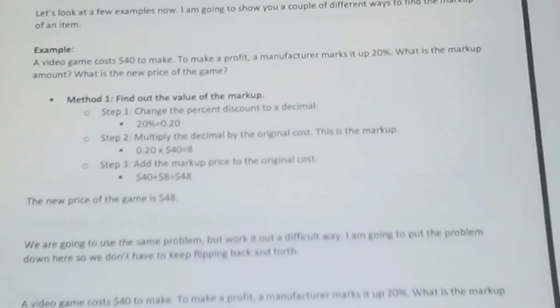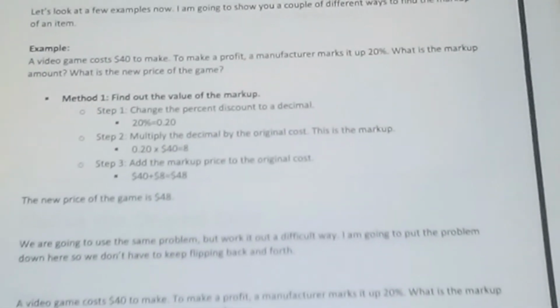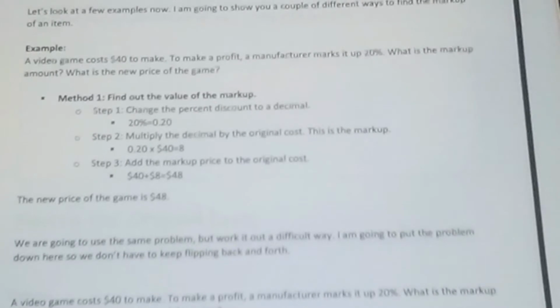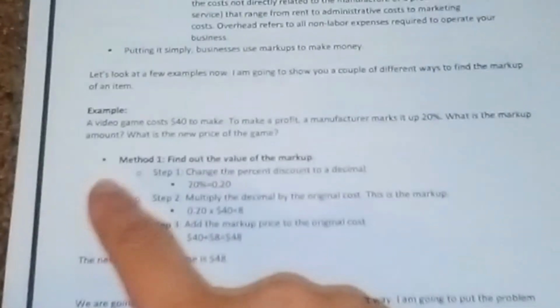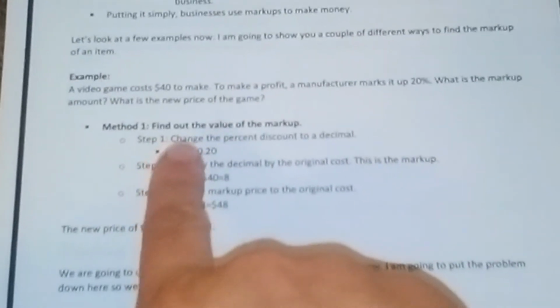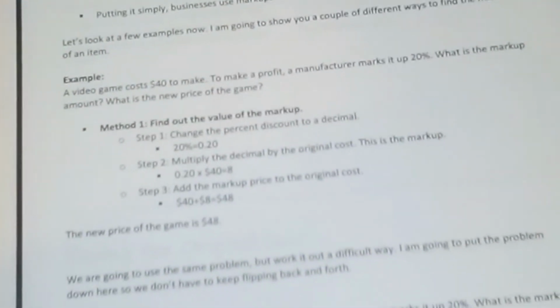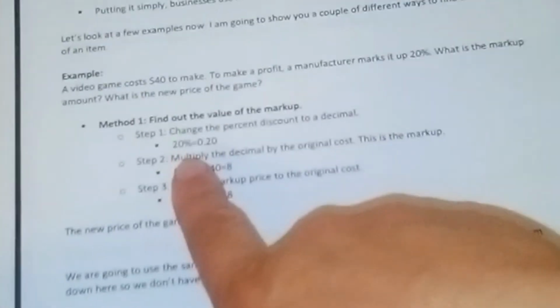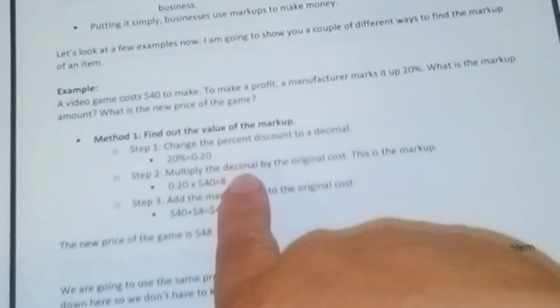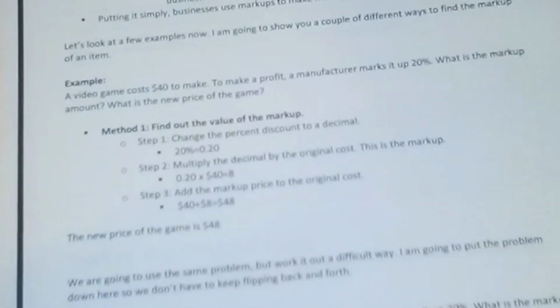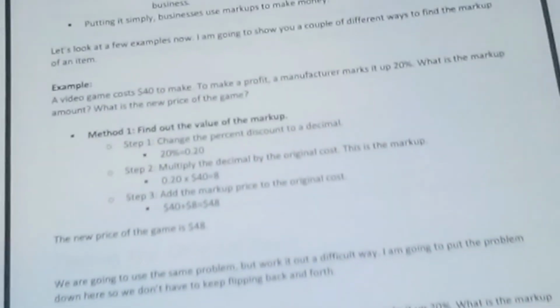So let's look at a few examples now. I am going to show you a couple different ways to find the markup of an item. Our first example: a video game costs $40 to make. To make a profit, a manufacturer marks it up by 20%. What is the markup amount? What is the new price of the game? We're going to look at a couple different ways to find the markup of this problem.